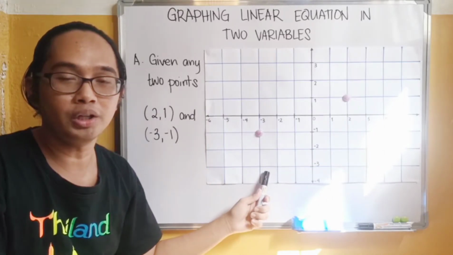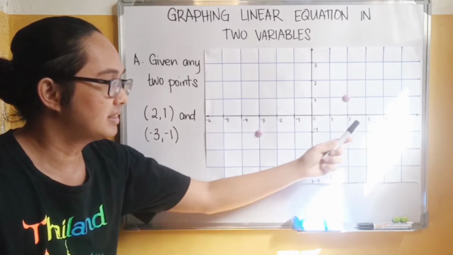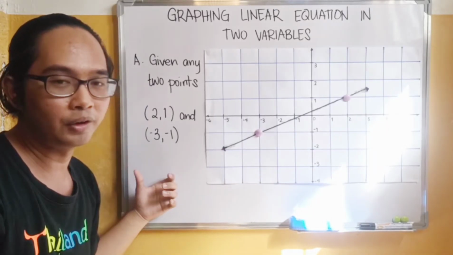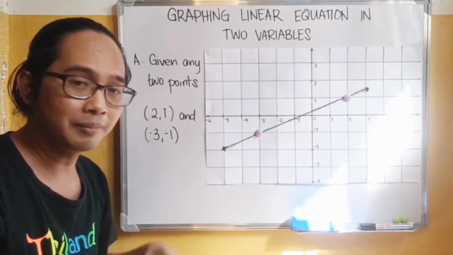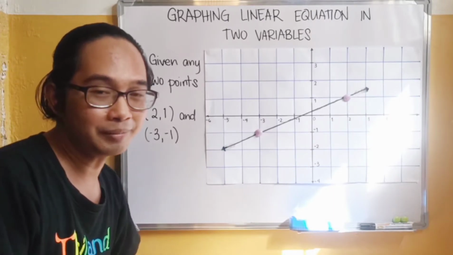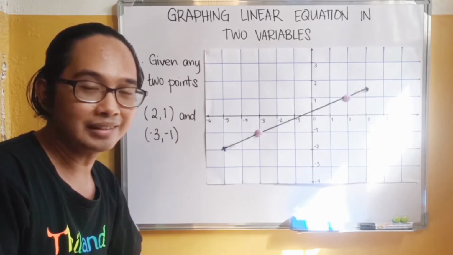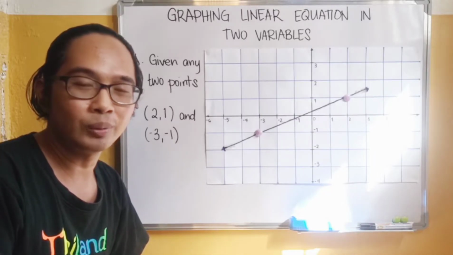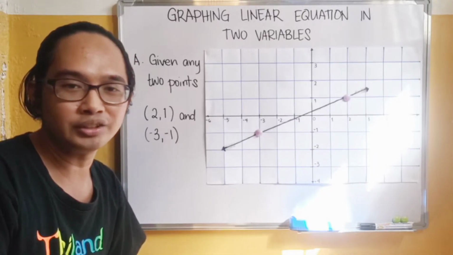After plotting 2 points, we are going to make a straight line connecting these 2 points. And this is the graph of your linear equation. Para malaman ng slope, syempre babalikan natin yung ating formula na slope is equal to y sub 2 minus y sub 1 over x sub 2 minus x sub 1.